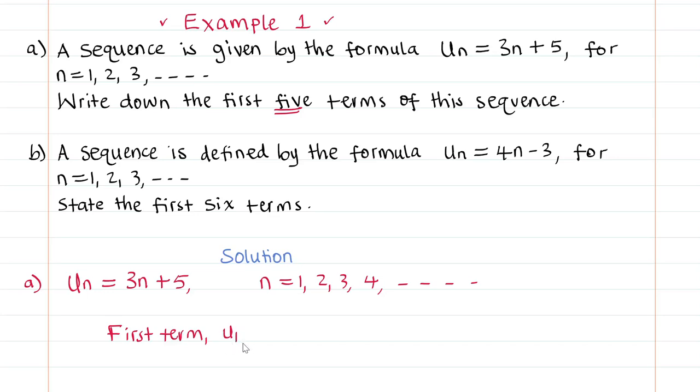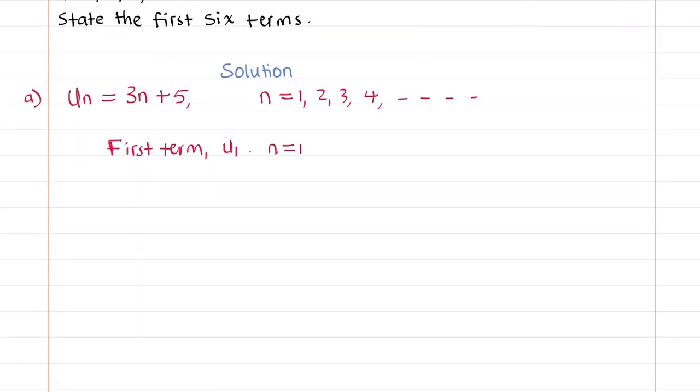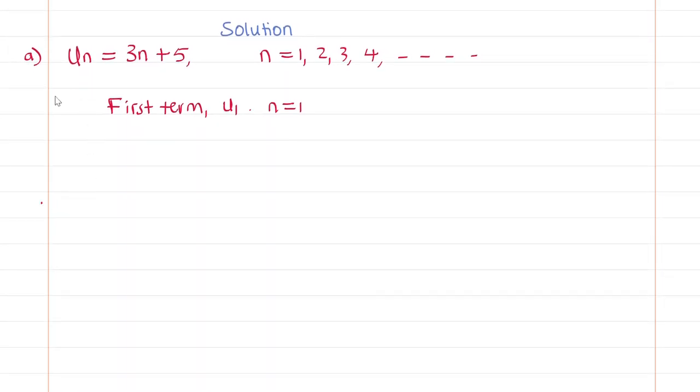So in getting the first term u1, we just substitute for n as 1 in the formula, and that gives us the first term. And in this case now, we shall say our first term u1 equals 3 times n. What is our n? Our n is 1 for the first term. So 3 times n plus 5. And then 3 times 1 is 3, plus 5 is 8. Therefore, our first term is 8.